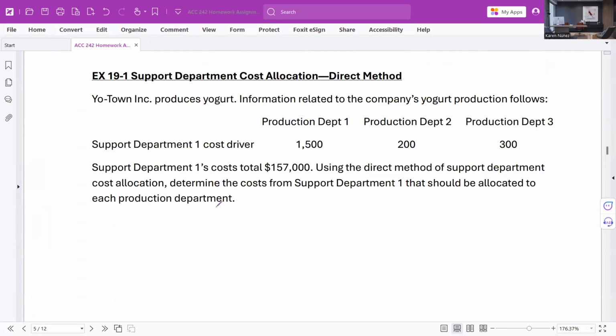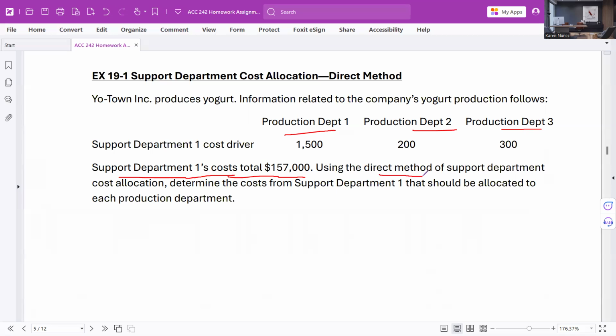We have three production departments. We've got production department 1, production department 2, and production department 3. And we have one support department. And this support department has costs that total $157,000. We need to allocate those support department costs to the three production departments. And we're just going to use the direct method.